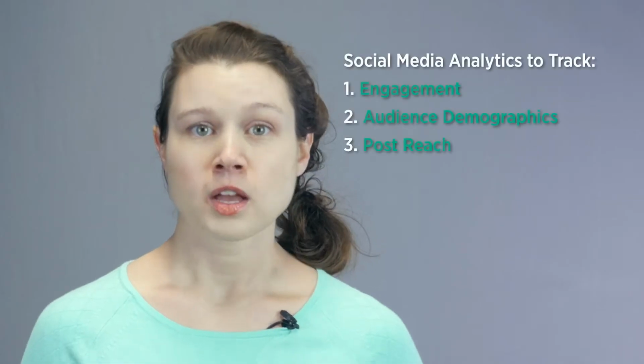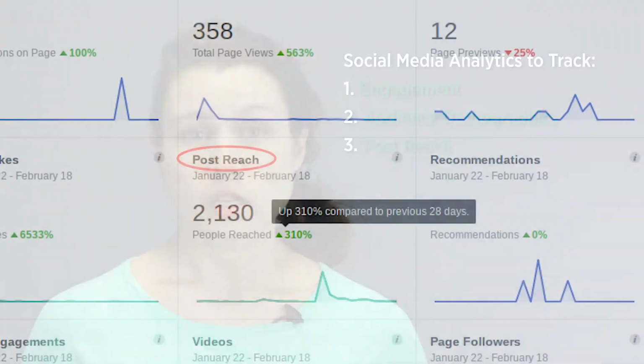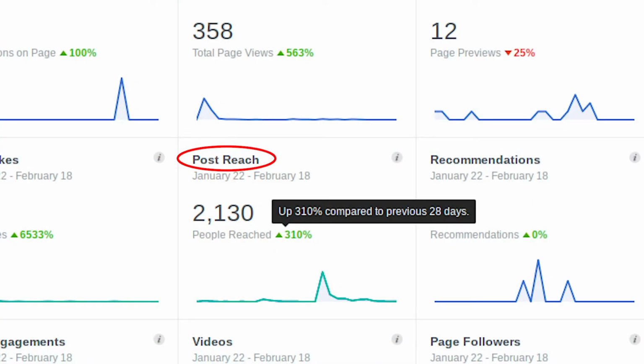And lastly, look at your post reach. The more people that your posts reach, obviously the more engagement you'll have. So social media analytics can help you know what's working and what's not, and also prepare you for when you're ready to start creating and running ads. It gives you an idea of who to target and the best content to use.